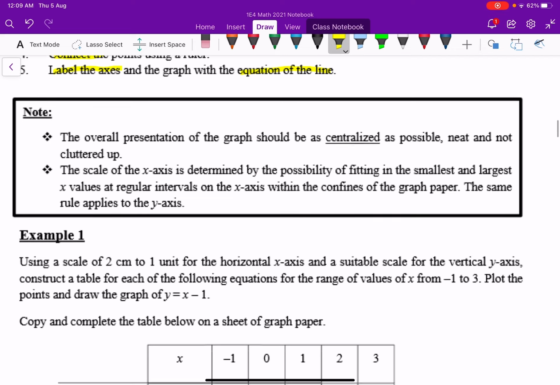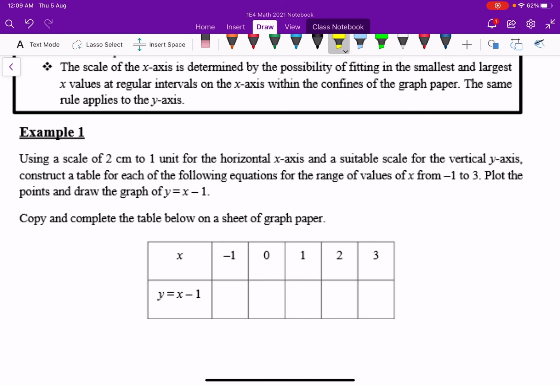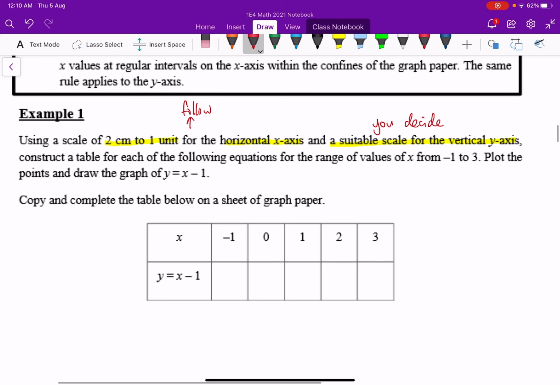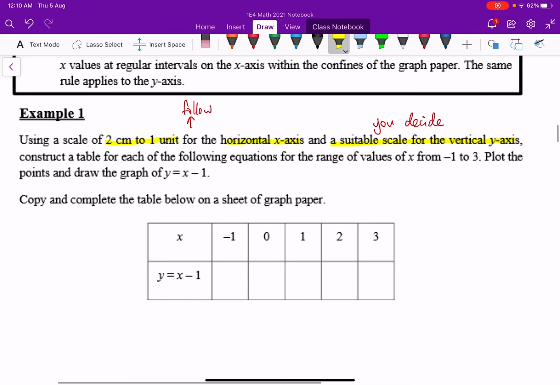Now, example 1: using a scale of 2 cm to 1 unit for the horizontal x-axis and a suitable scale for the vertical y-axis. So this one you have to decide, whereas this one you have to follow. They tell you already 2 cm to 1 unit. However, is it really you decide? Actually, it's no. It depends on what values you get from the table. So first step is actually to form the table, but this is the table given to you already.